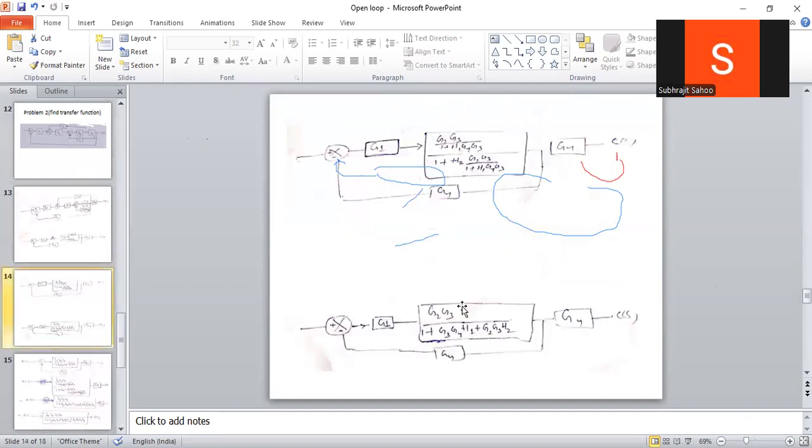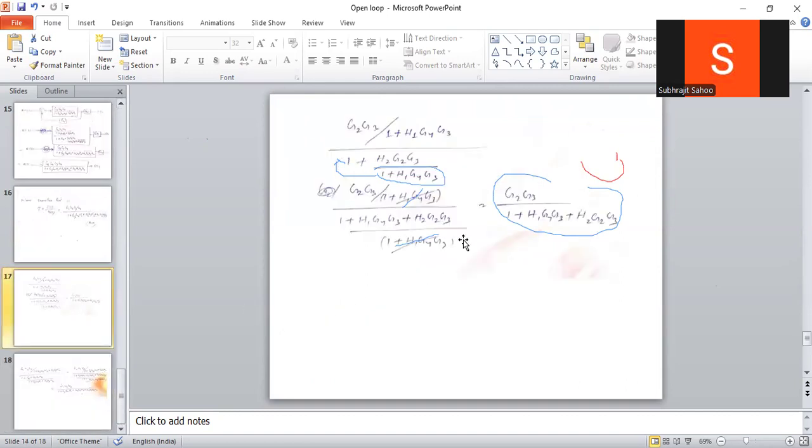I'll simplify this block. I will get G2, G3, 1 plus G3, G4, H1, G2, G3, H2. Same. Only I simplify this block and write the answer here. And the rest of the blocks are the same as they are. Simplifications I have shown you here.